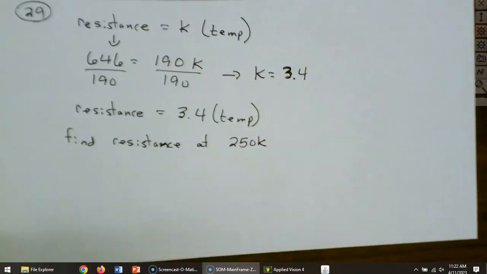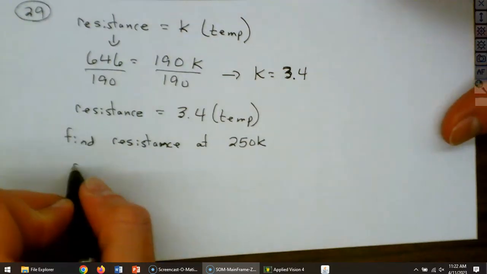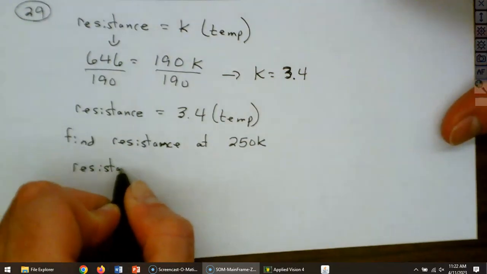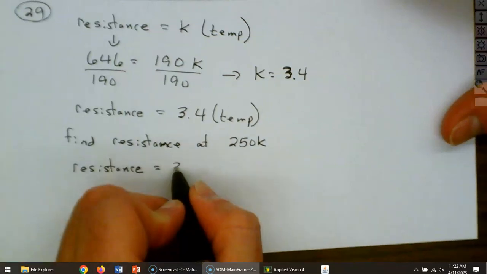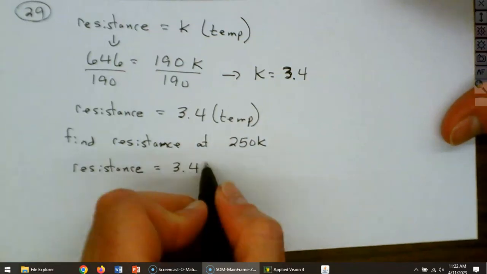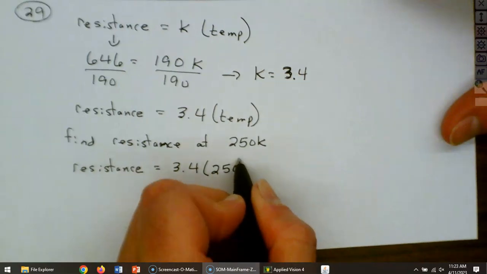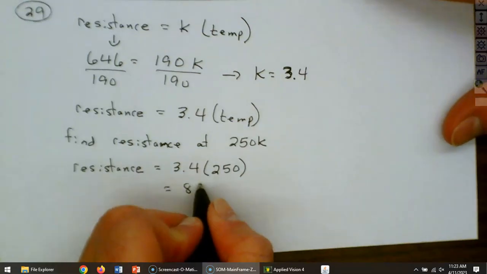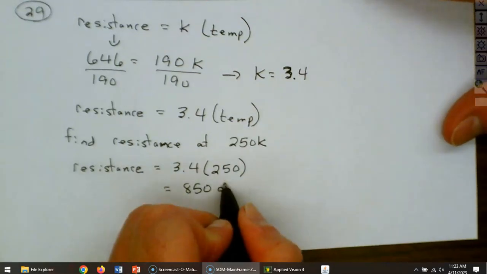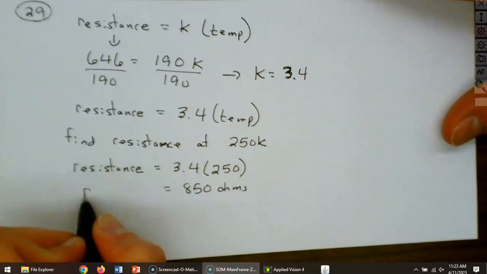So what are we going to plug in? We're going to plug in that 250. So we have a resistance, and that is unknown. We're going to be finding that. We've got our 3.4, which is our constant, and we're going to multiply that by our temperature in kelvins. And what does that give you out for your resistance? So 3.4 times that 250. Well, that's going to be 850 ohms. And that is your resistance.